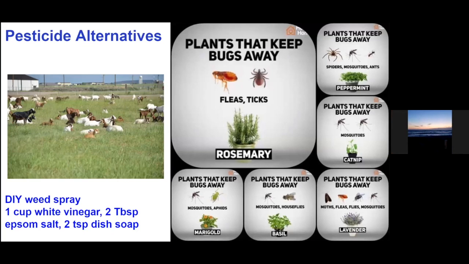Here are some ways to deal with pests and weeds without chemicals. Rosemary repels ticks and fleas. Peppermint repels ants, mosquitoes, and spiders. Catnip repels mosquitoes. Marigold repels aphids and mosquitoes. Basil repels mosquitoes and houseflies. Lavender repels moths, fleas, houseflies, and mosquitoes. Tarping, goats, steam, and vinegar.